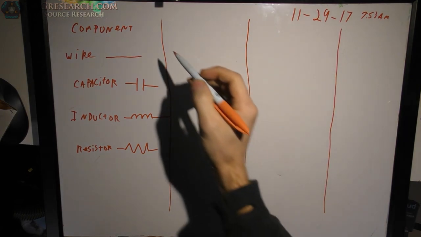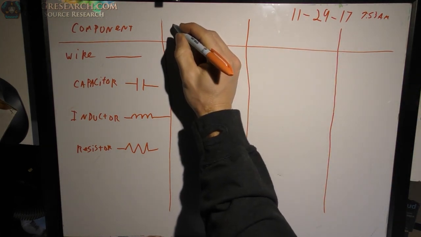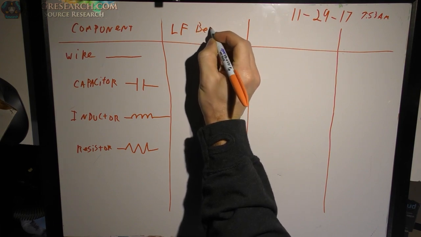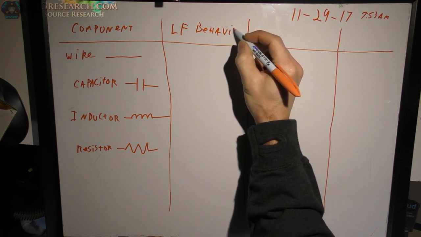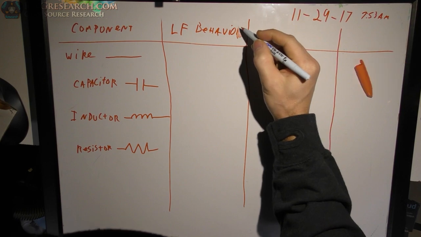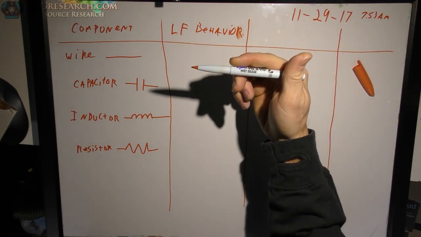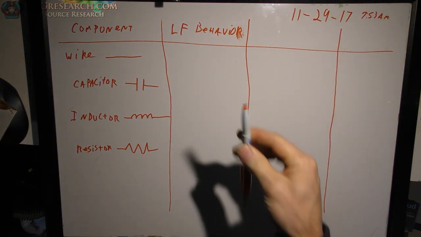So we're going to look at three different things. We're going to look at low frequency. Oh, you know what, is this a dry erase? This is a wet erase. I'm going to have to get this wet to get this off. It's all right, it's a better marker.